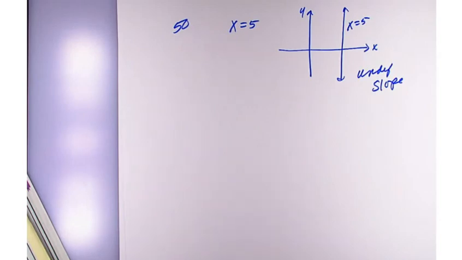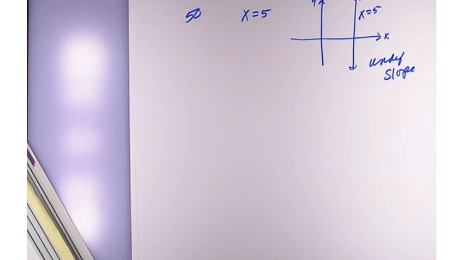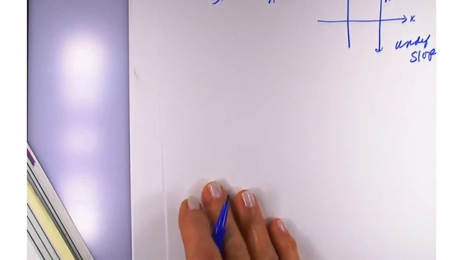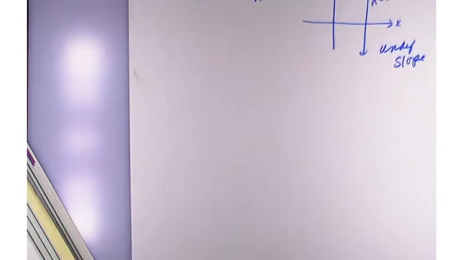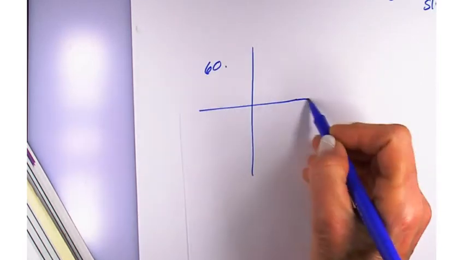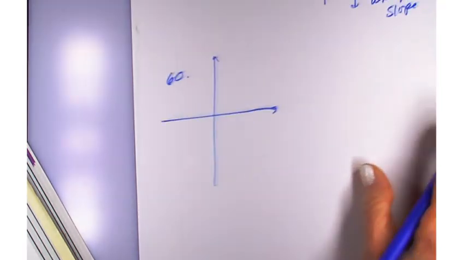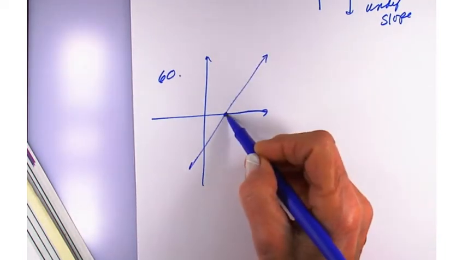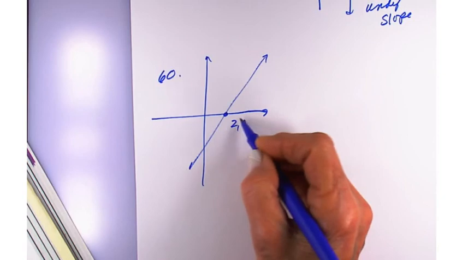Number 60. The question says, use any two of the ordered pairs to find the slope of the line, and find the x-intercept and the y-intercept. So we found plenty of slopes. We're just going to skip to the x- and y-intercepts. Okay, folks? We've done a ton of slopes. So he labels this as (2, 0), and he labels this as (0, -4).